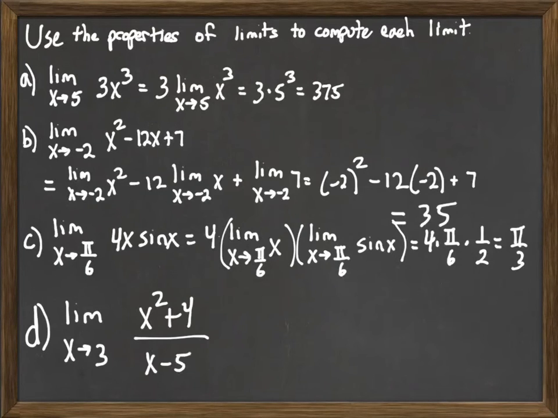Continuing on here, we have the limit as x approaches 3 of x squared plus 4 over x minus 5. So we have a limit of a fraction this time.